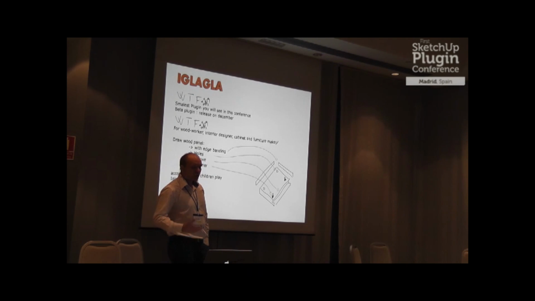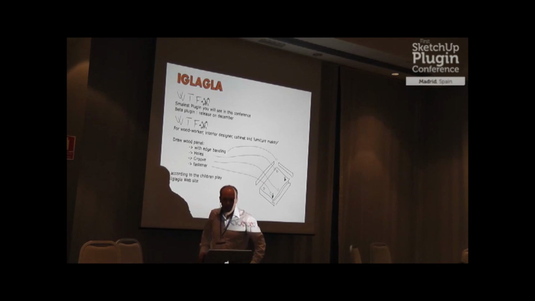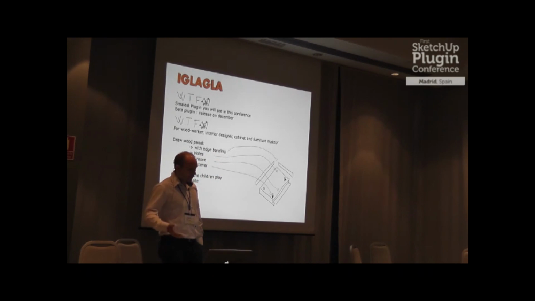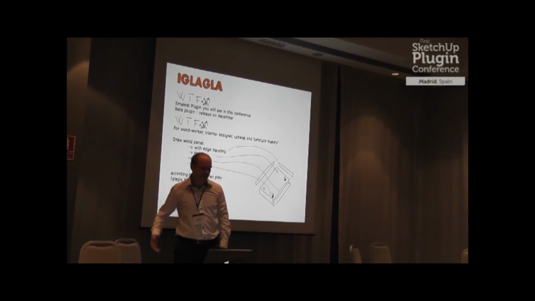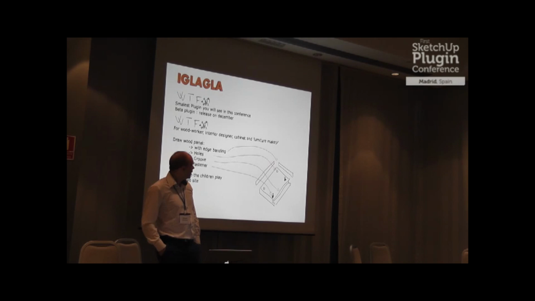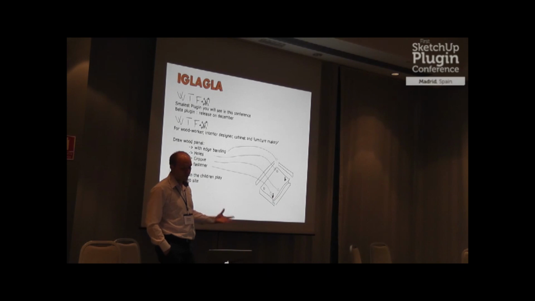This plugin draws wood panels with all technical details, like edge banding. I don't know if it's the correct English word. You know, it's the small part that is close to each edge of a wood panel. The plugin also makes holes, grooves, and adds fasteners to the wood panel. The strength of Iglagla is the interface. It's done to be used by children. That's why it's called Iglagla.